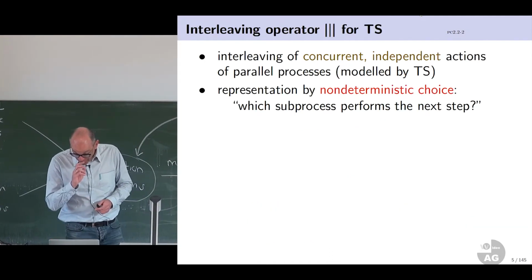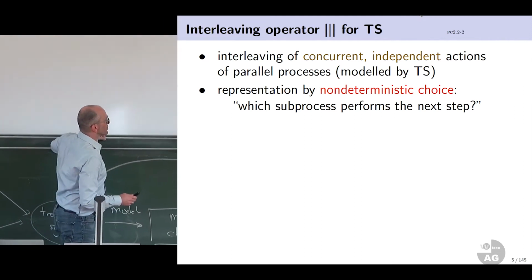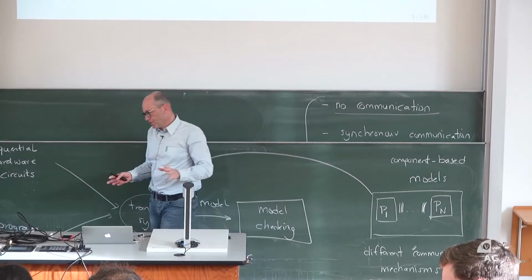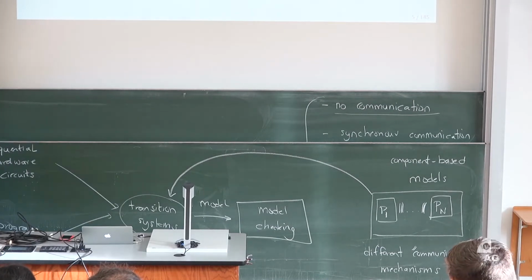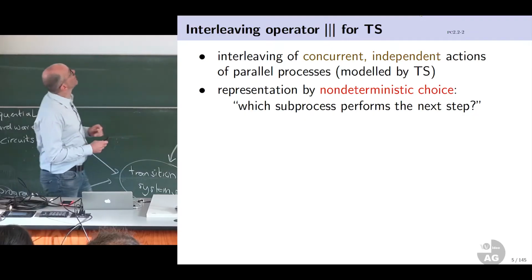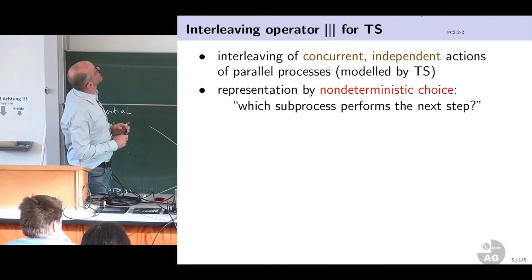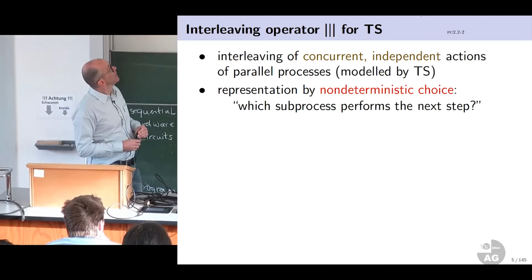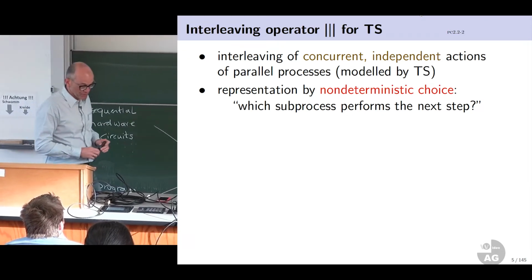Good. So the very first operation on my blackboard, which is now hidden somewhere here, is the very simple one. You have threads. They run in parallel, and they never communicate. We call this interleaving. So interleaving takes concurrent independent actions of parallel processes. They don't interact. And what they do is you represent them by a non-deterministic choice.